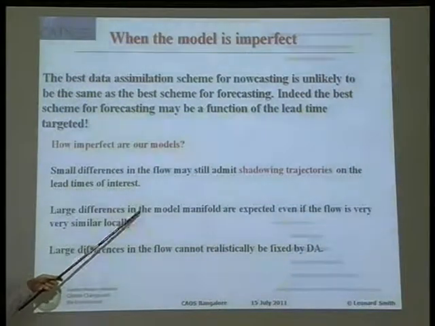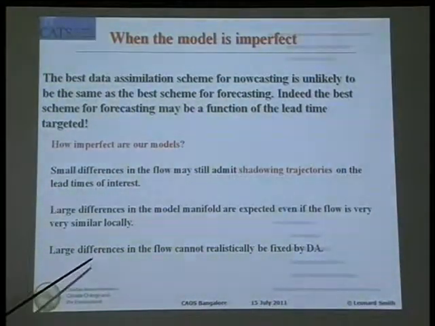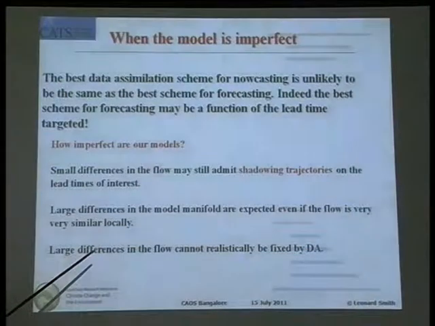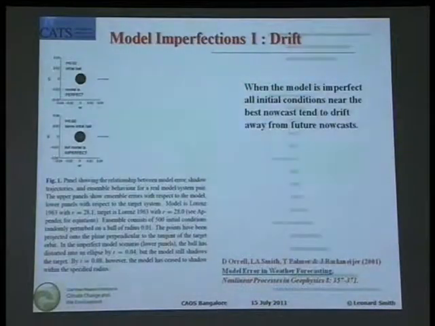But even if we have only small differences in the flow, we can have huge differences in the manifold on which the flow lives. Right? And this will have a big impact on trying to do things like ensemble forecasts. Also, to some extent, there's an escape clause here. Large problems in the flow, large systematic errors in the model, can't be fixed by better data assimilation. So what's the first imperfection? Well, the first one is drift.